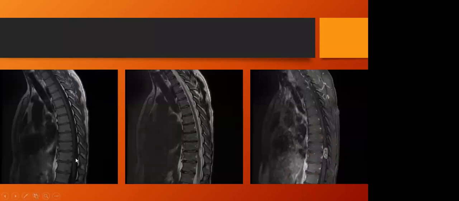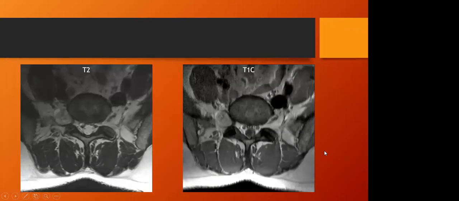This is a case of a neurofibroma, T1, T2, and after contrast. This is the target sign for a neurofibroma, which, if we see it, is a clue. So we can say this is a neurofibroma in contrast to schwannoma, which, as we said, usually comes with hemorrhage.